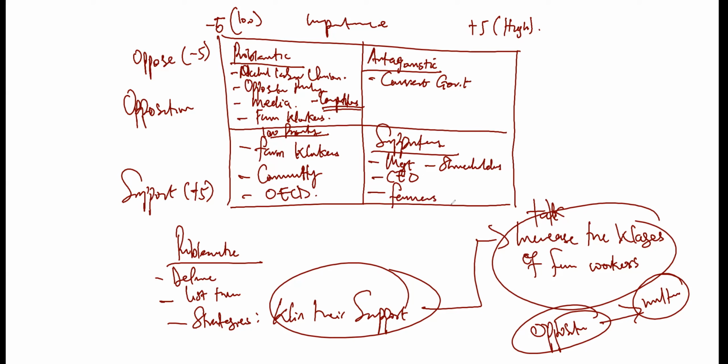Are we okay? So now you know how to do stakeholder analysis when it comes to the opposition and support matrix, right? The power, position, importance matrix. You see, it's very easy to apply. Is it easy?